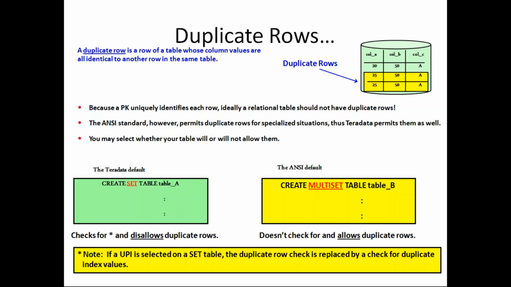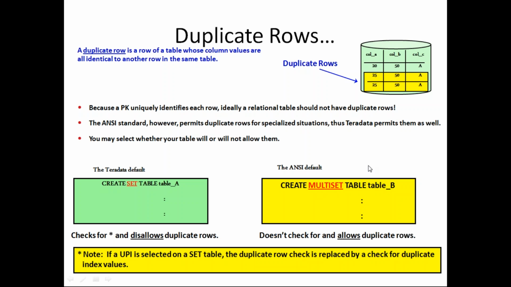So this is a performance tuning technique. Whenever you choose a set table, that means whenever you want to restrict duplicate rows from being allowed into the table, it is better to choose a unique primary index as far as possible. It won't stop you from choosing a non-unique primary index, but it would be better in terms of performance if you choose a unique primary index for a set table.